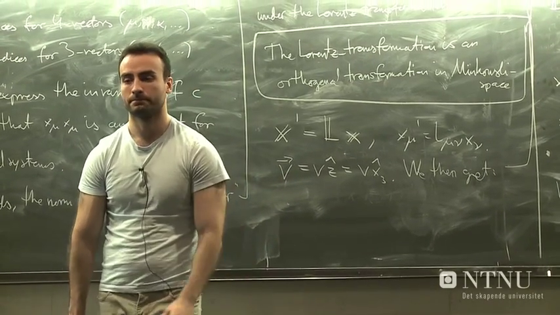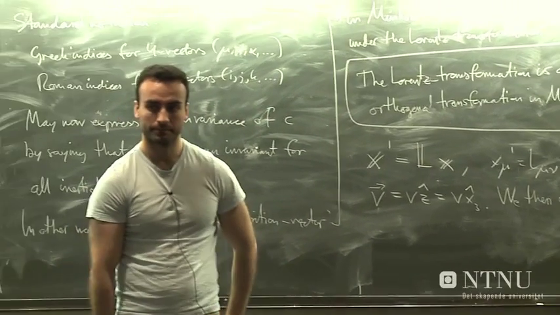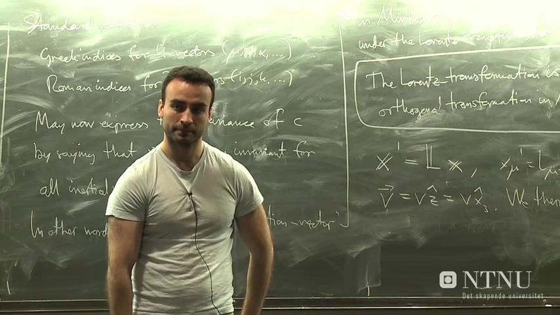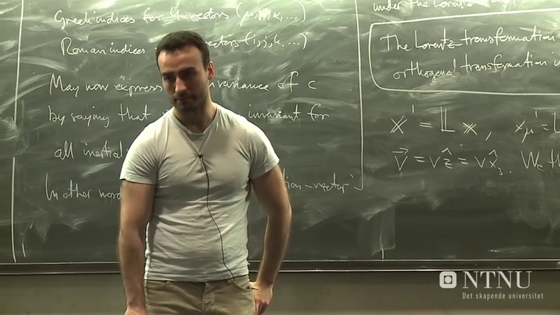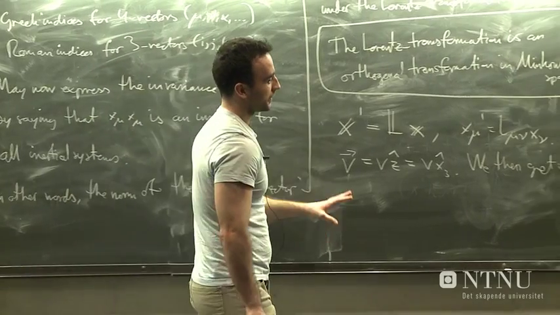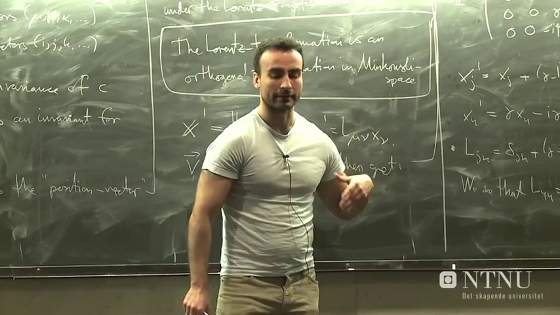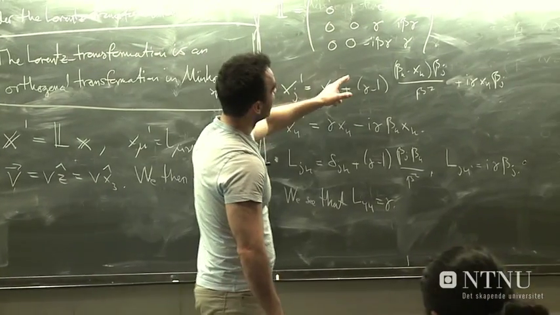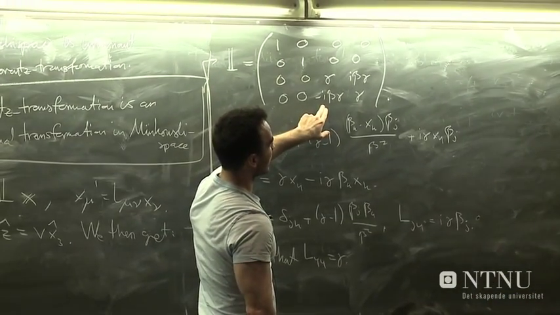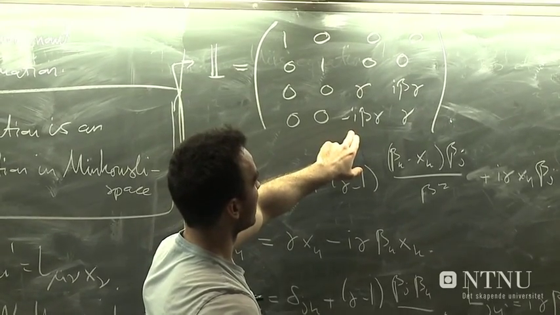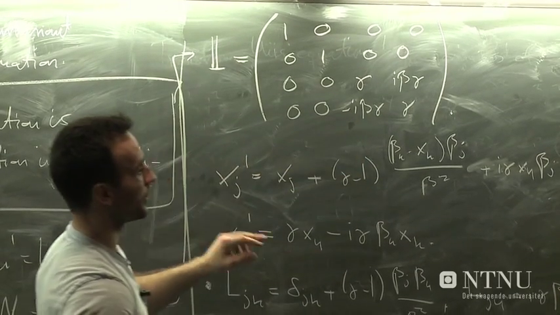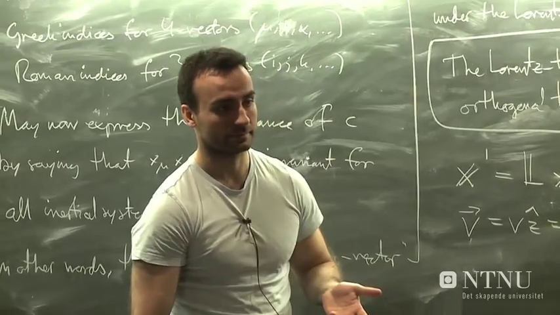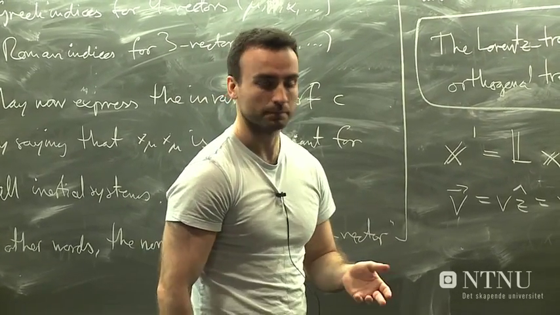Yes? You said that the Lorentz transformation is an orthogonal transformation, but isn't it rather Hermitian? Yeah, that's more general. You're right. So it's orthogonal, but it's also in fact something more general, as you say, it's Hermitian. Meaning that if you take the adjoint operator here, you complex conjugate it and also transpose it, you get the same.